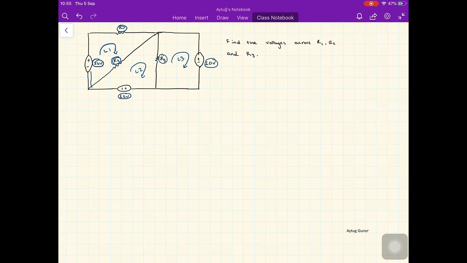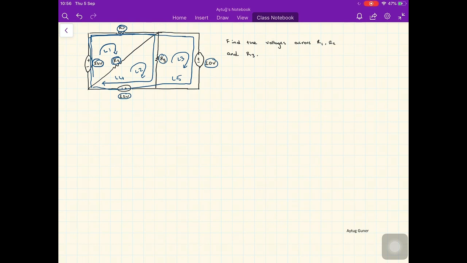And we can define another loop that contains 24 volts, the voltage across R1, the voltage across R3 and 12 volt. Let's define this L4. And we have another loop that consists of 24 volt, the voltage across R1 and 10 volt, and again 12 volt. Let's define this L5.